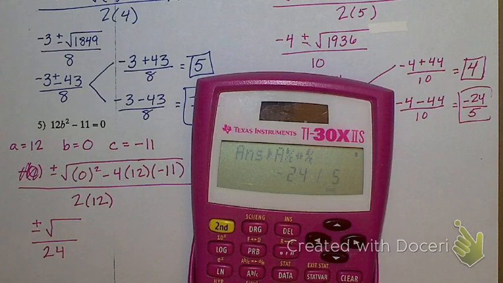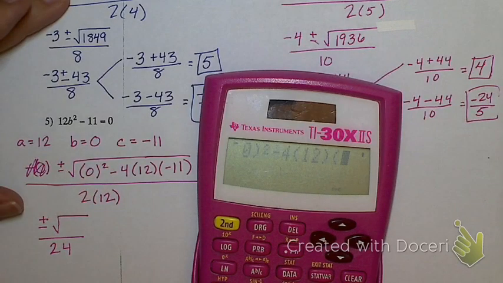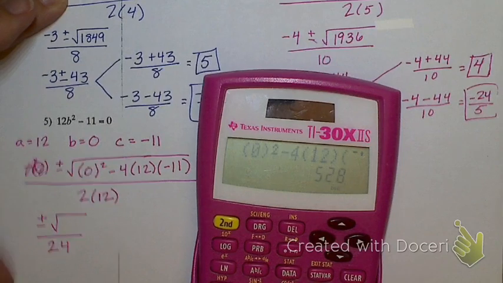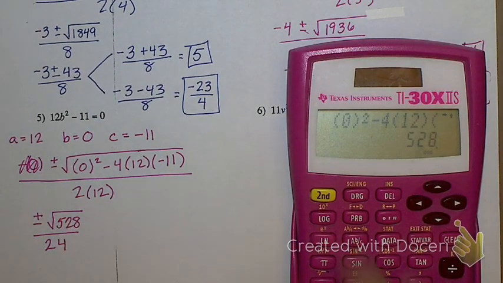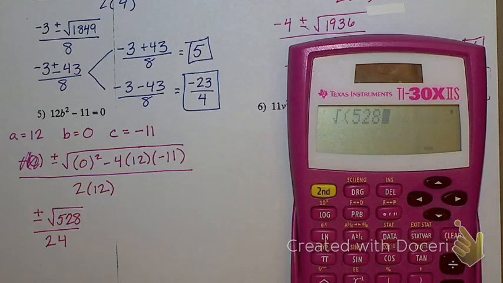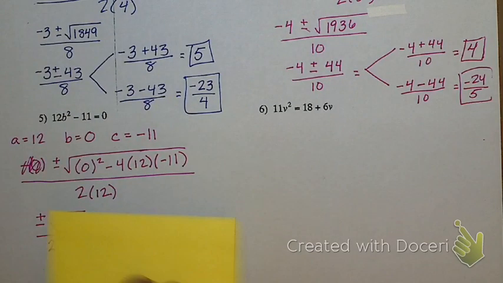So let's see. Let me take that back. 0 squared minus 4 times 12 times negative 11. 528. Is that a nice square root? No. So what do I need to do? Tree.